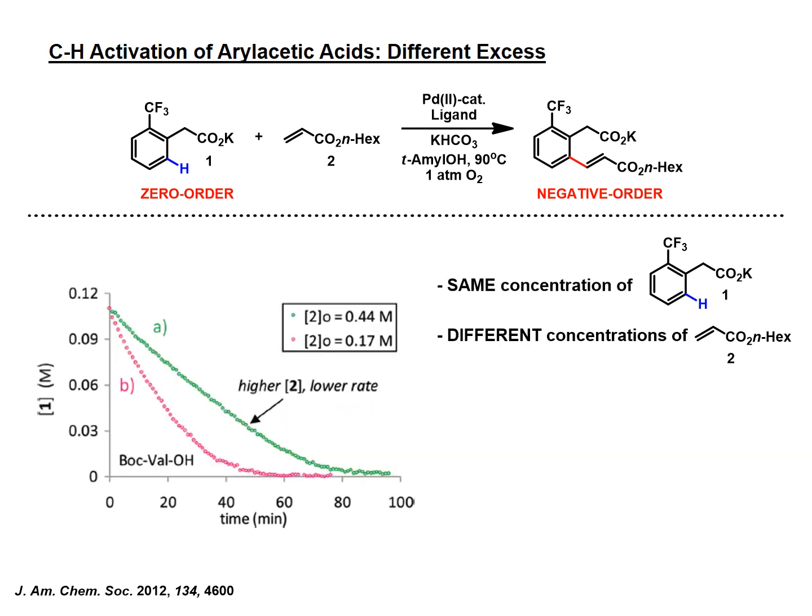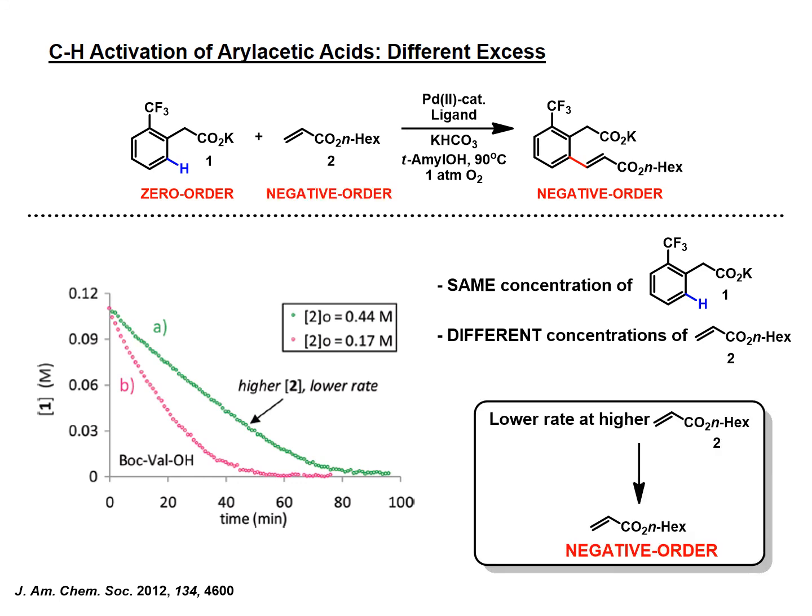Do the same thing with keeping that concentration consistent, different concentrations of your olefin. Look closely at this. Higher concentrations of the olefin lead to a lower rate. Under these conditions, it takes twice as long for this reaction to get to completion at higher concentration of substrate. So if you have a scenario where you have a lower rate at a higher concentration, that's also a negative rate dependence on that species. Well, so I've labeled all this stuff here.